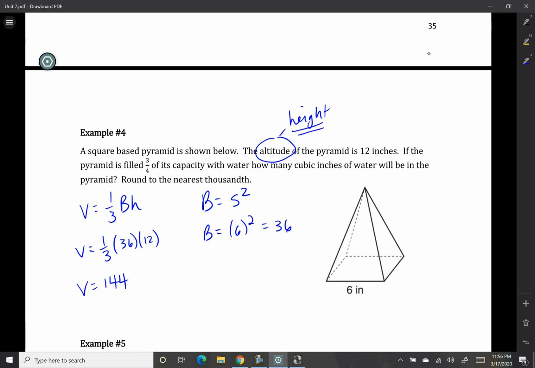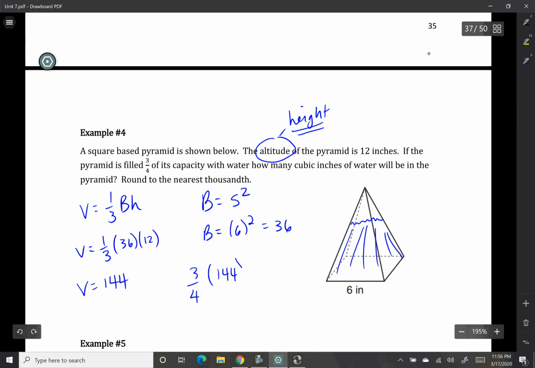Now that volume is for the entire pyramid. So it says if the pyramid is filled 3/4 of its capacity with water, how many cubic inches of water will be in the pyramid? So if I fill this 3/4 of the way with water, so here's all my water, I have 3/4 of this volume is water. So I could say 3/4 of 144. Type it in your calculator, and we get 108 cubic inches of water.